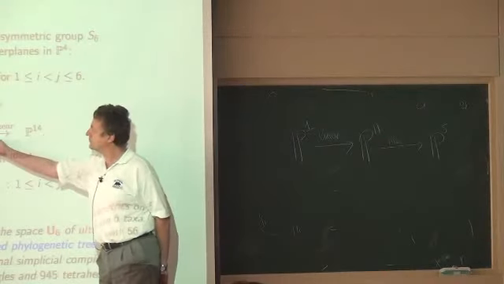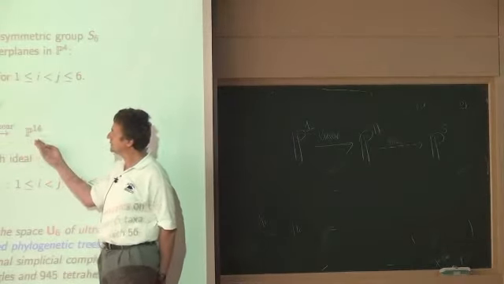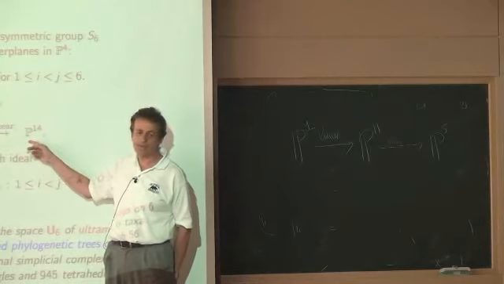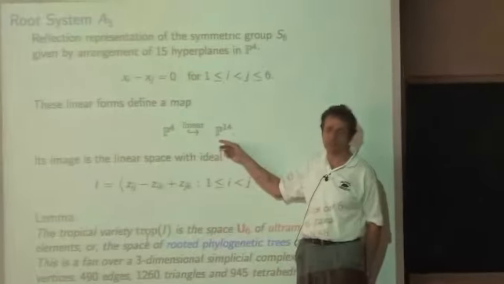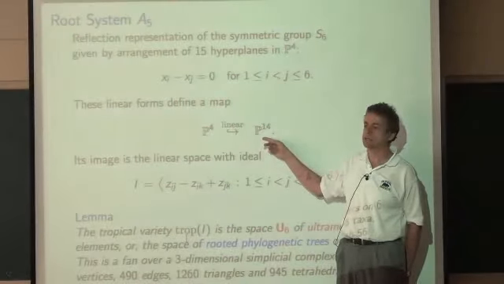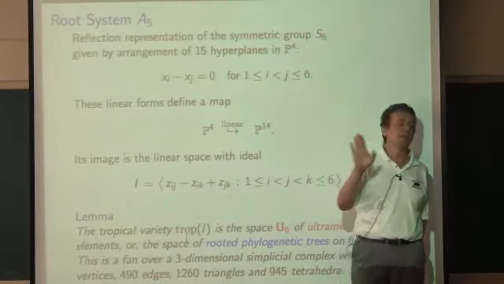There's a linear map from P4 to P14. So the linear map takes the x coordinates and maps them to x1 minus x2, x1 minus x3, x1 minus x4, and so on, up to x5 minus x6. That's my linear map. Okay?